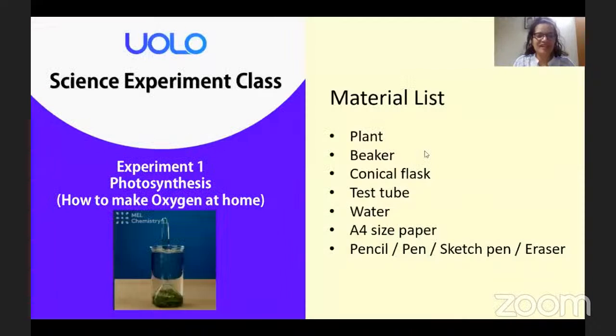How to make oxygen at home? Okay, so let's get started. I'm just going to share it with y'all. Can you all see it? Yes? Okay. Let's go to the material list.